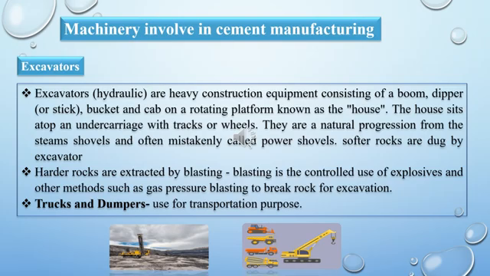Now we are going to discuss machinery which is involved in the manufacturing of cement. And in that machinery, the first one is excavators. Excavators are heavy construction equipment consisting of a boom, dipper, bucket and cab on a rotating platform known as the house. The house sits atop an undercarriage with tracks or wheels. They are a natural progression from the steam shovels and are often mistakenly called power shovels.